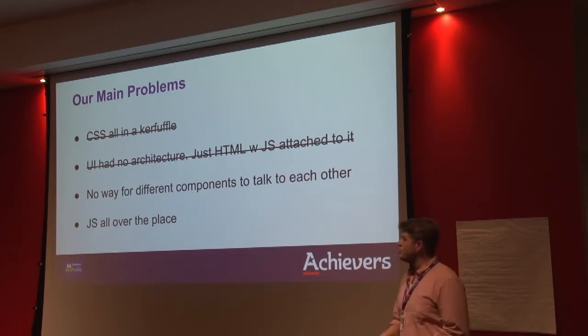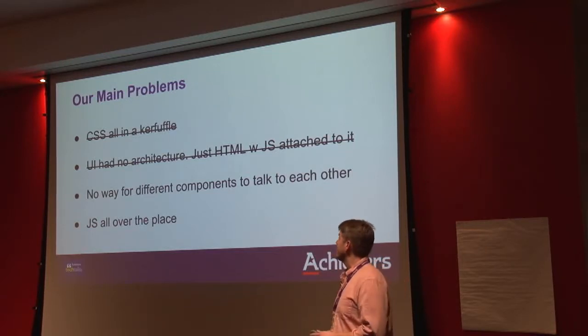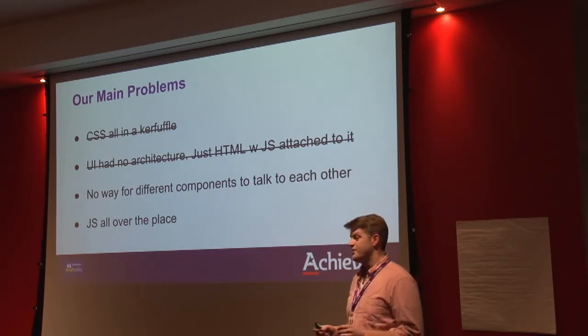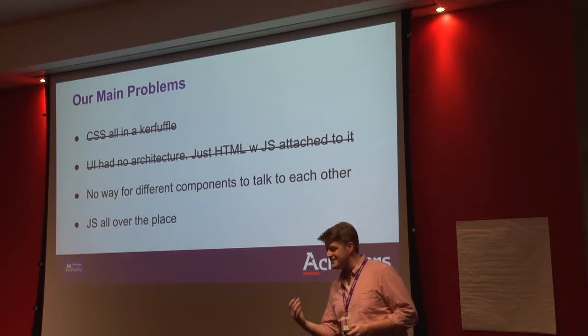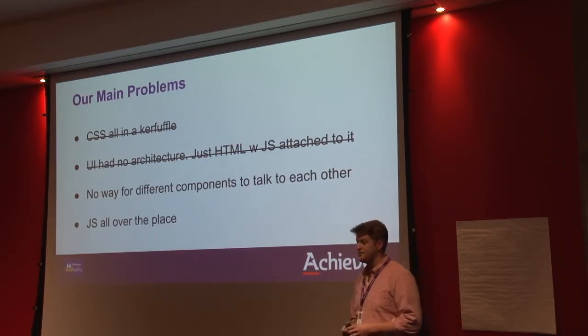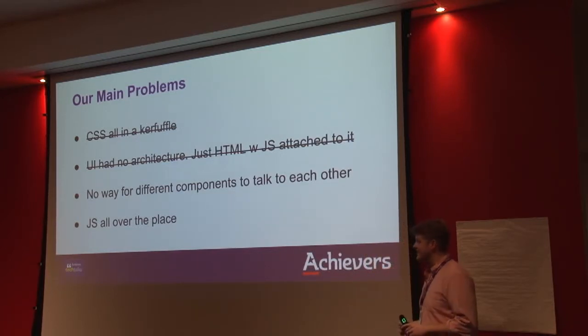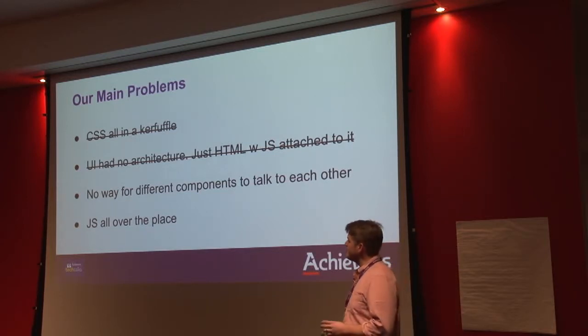So here we are. Our CSS is no longer in a kerfuffle. Our UI finally had a little bit of architecture. It wasn't just HTML with JavaScript attached to it. It was more data objects with HTML attached to it, which is so much better for the future because you can just add more HTML to it. You can add more data objects to it. You can just add to it and not have to worry about whether it was going to break. So next, we realized that we needed a way for different components to talk to each other.